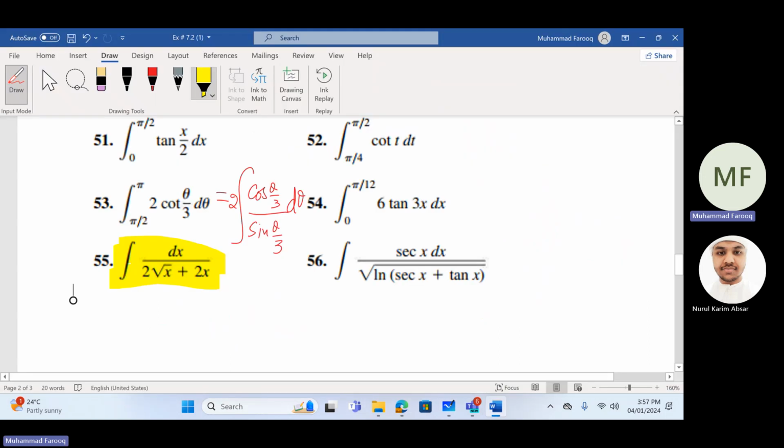For example, if you observe question 56, what do you take as u? Secant x plus tan x, with the argument secant x plus tan x. Can I please have question 56? Come on, then we start 7.3, please. Please, let's start. Try question 56: secant x divided by square root of ln with the argument secant x plus tan x.